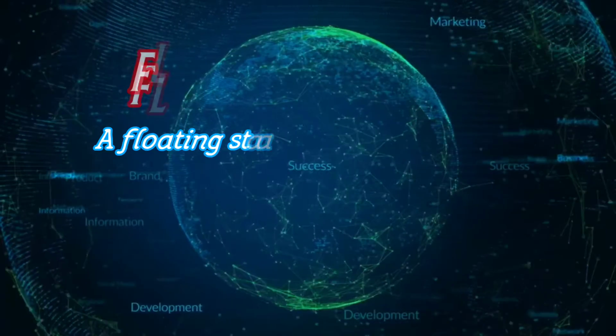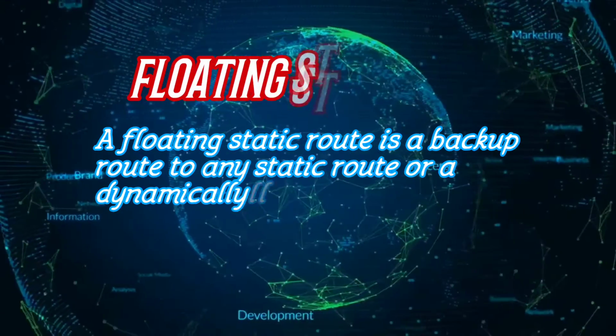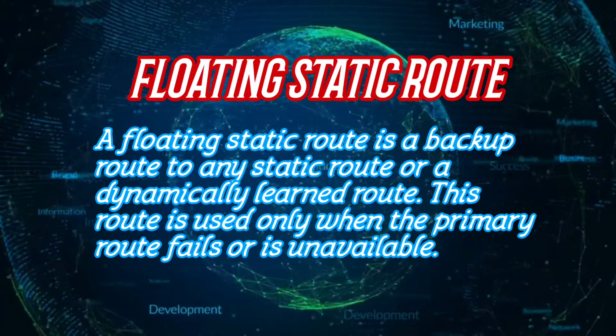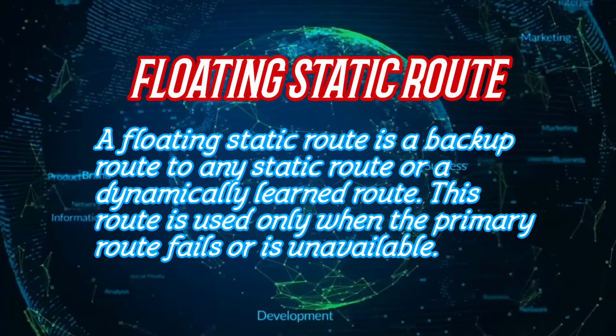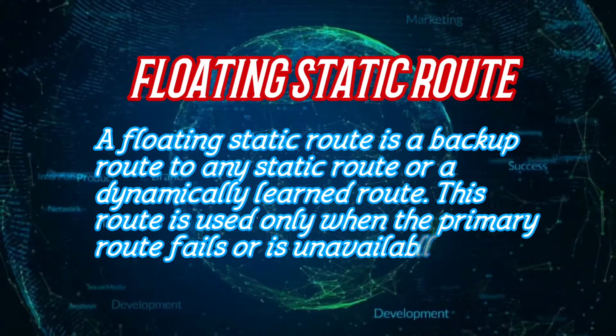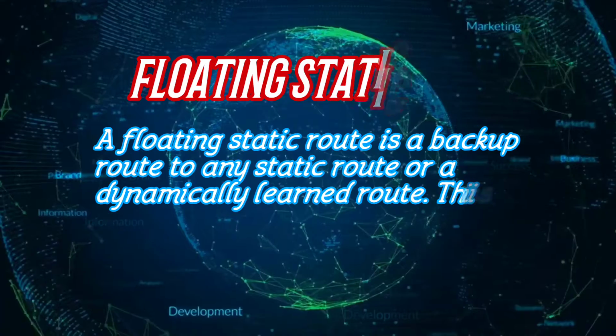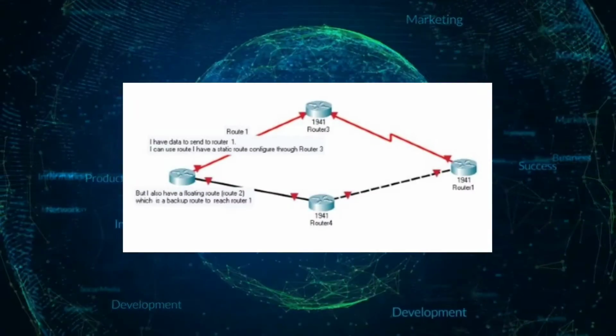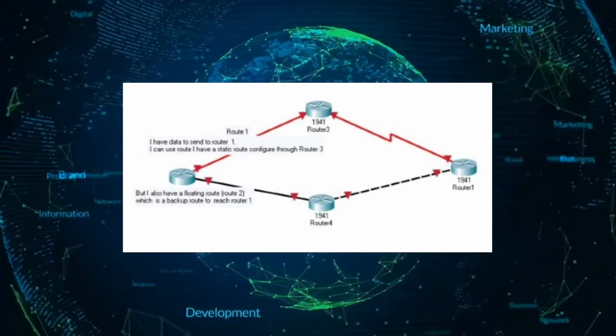So now let's move on to the last type of static route, which is the floating static route. A floating static route is a backup route to any static route or dynamically learned route. This route is used only when the primary route fails or is unavailable. And here is an example figure of a floating static route.